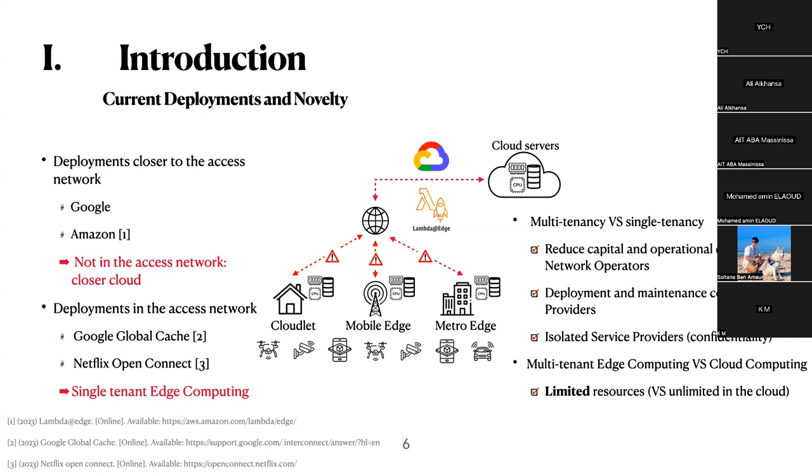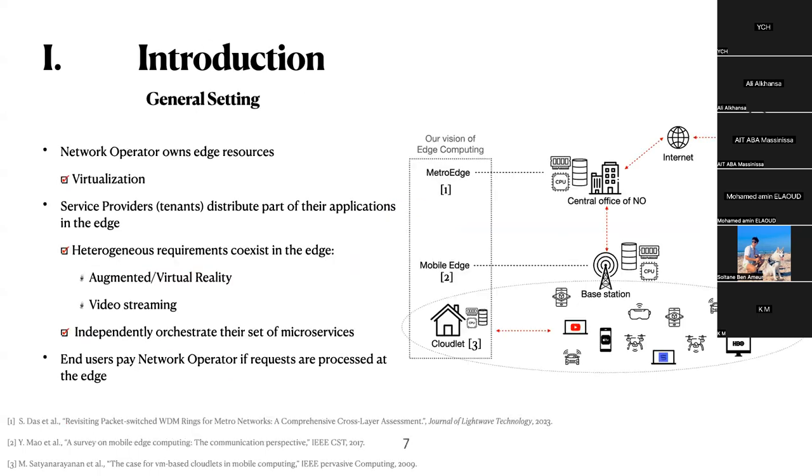However, in the edge, the resources are limited. So the general setting of this thesis is that the network operator owns the resources at the edge, virtualizes these resources, and lets the heterogeneous service providers, that we also call tenants, distribute a part of their applications in the edge. These heterogeneous service providers could be, as I said, augmented reality providers or video streaming providers, and they independently orchestrate their set of microservices on the edge.